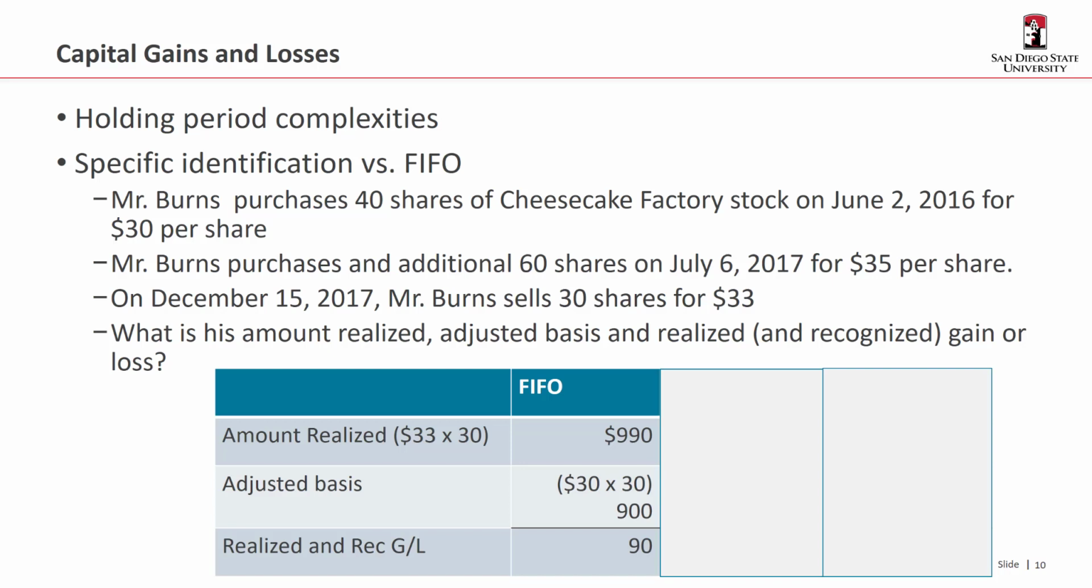Okay, so first, let's start with first in, first out. So the amount realized is the same. It doesn't matter which shares he picks to sell. He sold them, no matter which they are, for $33. So the amount realized is $990. On a first in, first out basis, the first shares he purchased were those in 2016. They were $30 a share. So we take the 30 shares times $30, we get $900. He ends up with a realized and recognized gain of $90, which would be long term, because he's held those shares for more than 1 year.